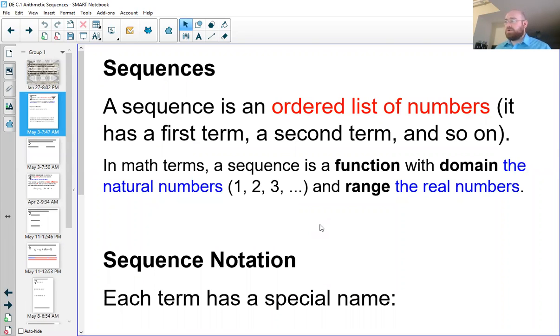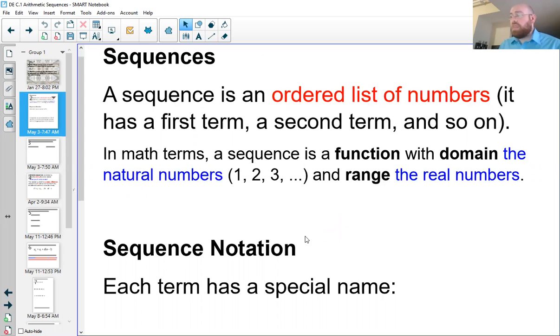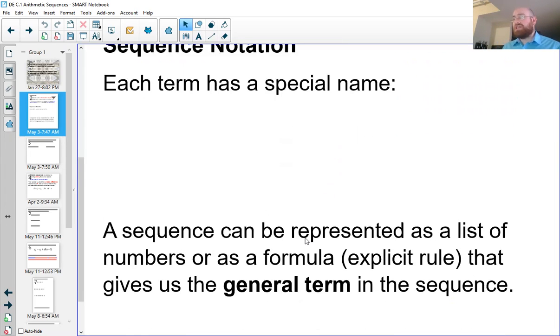So a sequence is an ordered list of numbers. It has a first term, a second term, and so on. In math, a sequence is more precisely called a function with domain the natural numbers, 1, 2, 3, and range the real numbers. And so we also have sequence notation.